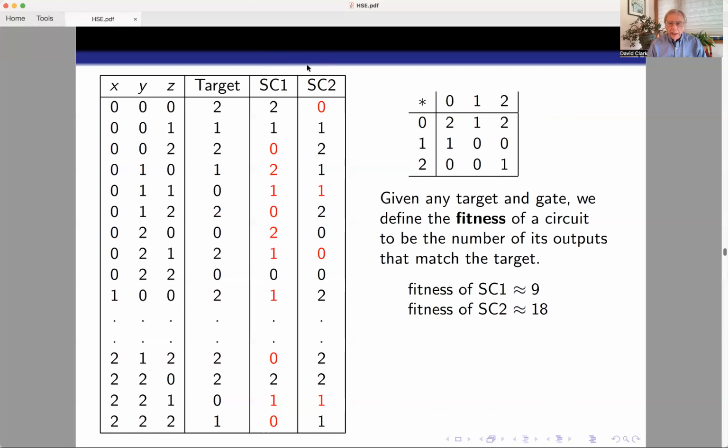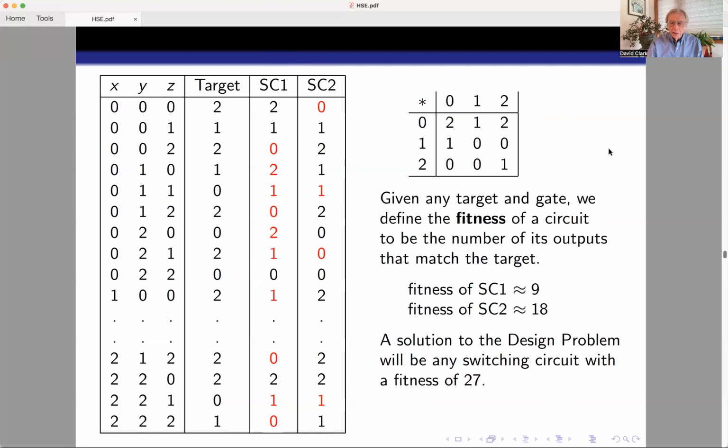And so if you had, for example, a circuit that had fitness 27, well, that would mean that it got the right value matching the target in every single place, in which case it would be a solution. So a solution to the design problem will just be a switching circuit that has fitness 27. And so you imagine that we might want to look at lots of circuits and try to find high fitness circuits and more high fitness circuits with the hope of getting one of fitness 27.